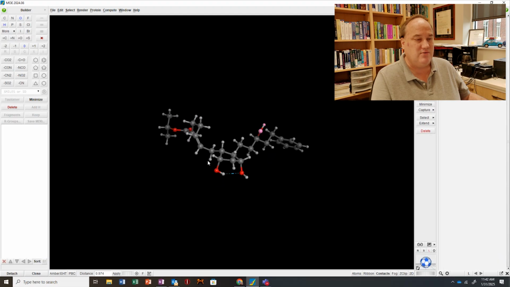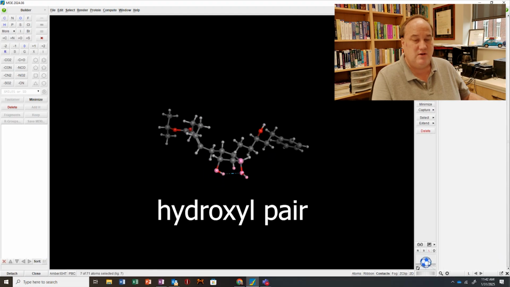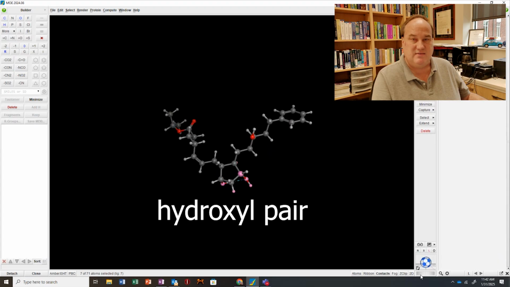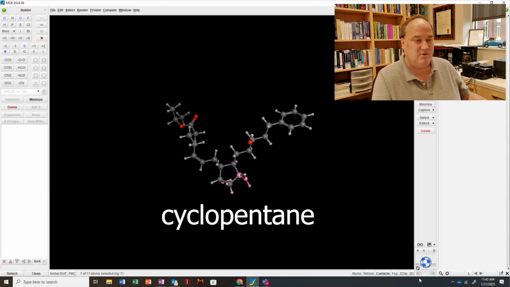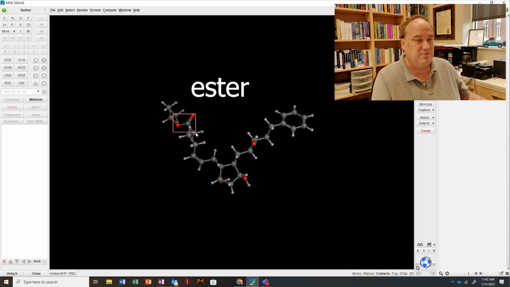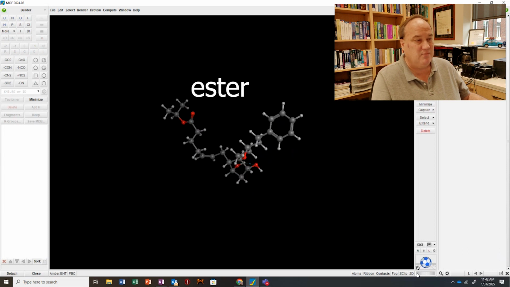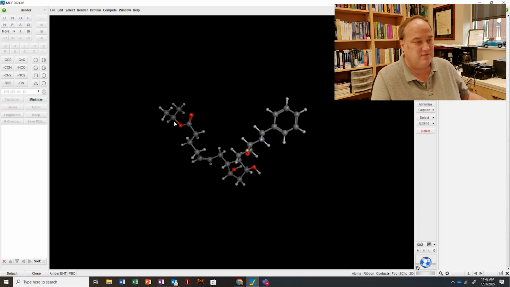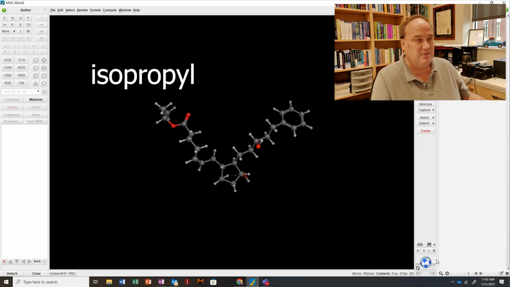We have two more hydroxyls on this central five-membered cyclopentane ring. There's also an alkane over here. And then we have an ester group up here. So there's our ester, and on the tip of the ester is an isopropyl group over here as well.